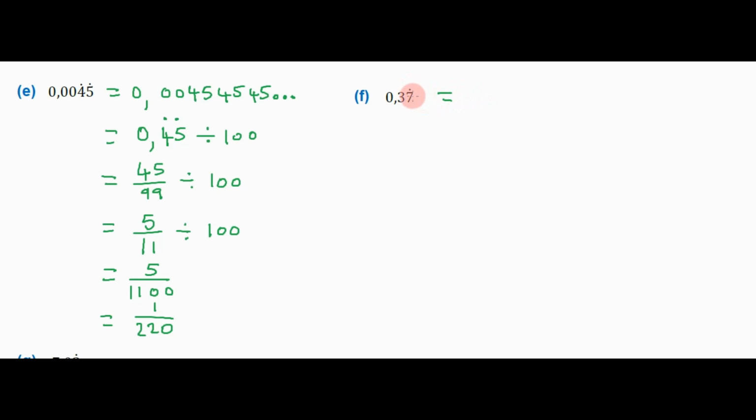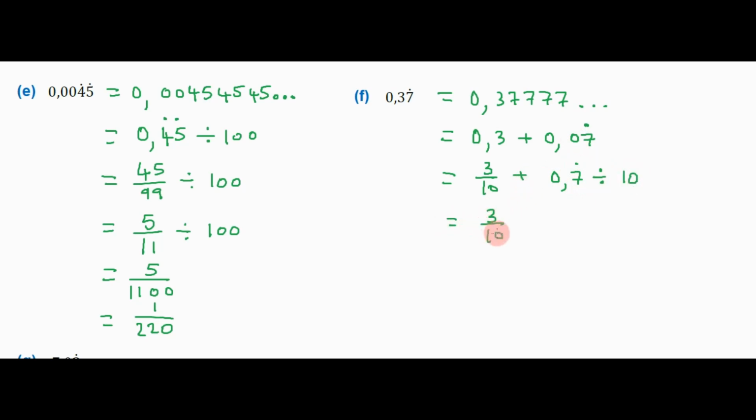Now 0.37 recurring. It's only the 7 that's recurring here. So it's 0.37777, etc. Now, since only the 7 is recurring, we're going to split up this decimal. We're going to rewrite it as 0.3 plus 0.07 recurring. 0.3, of course, is 3 over 10. We want the digit here that's recurring to be directly behind the comma. So 0.7 recurring, then divided by 10.